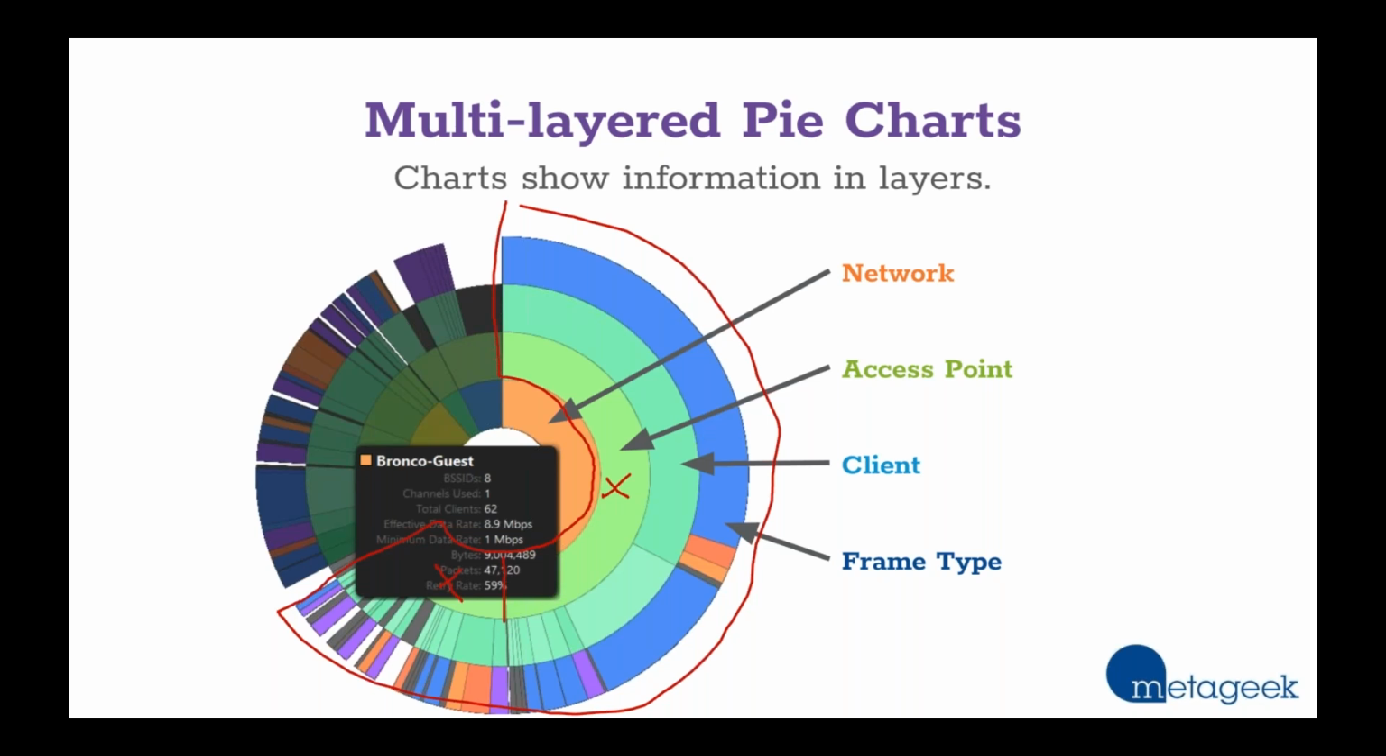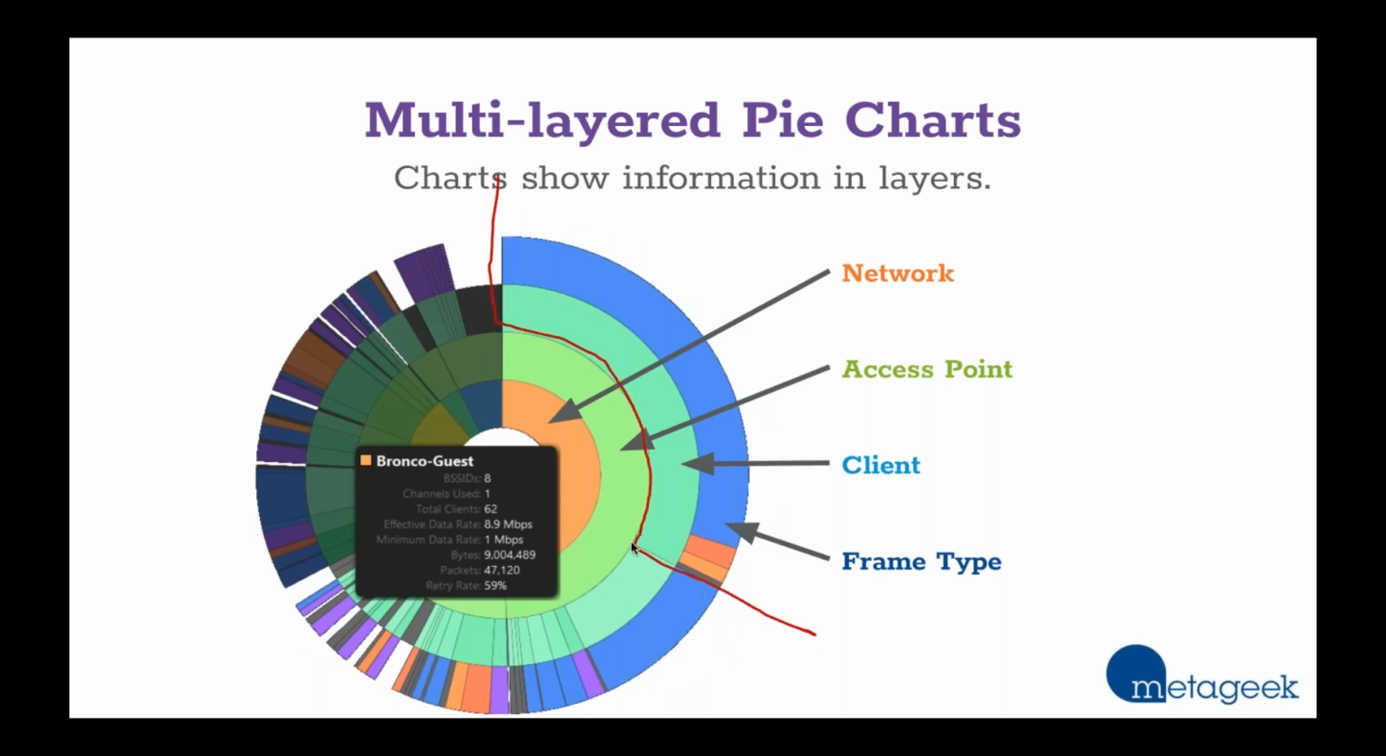You go one more layer out, and now we're looking at individual client devices. So this is a client device right here. This is a client device right here, and then we've got some client devices that hardly used any airtime at all. They used very, very small amounts of airtime. You can see how we're moving out through the layers of the pie chart.